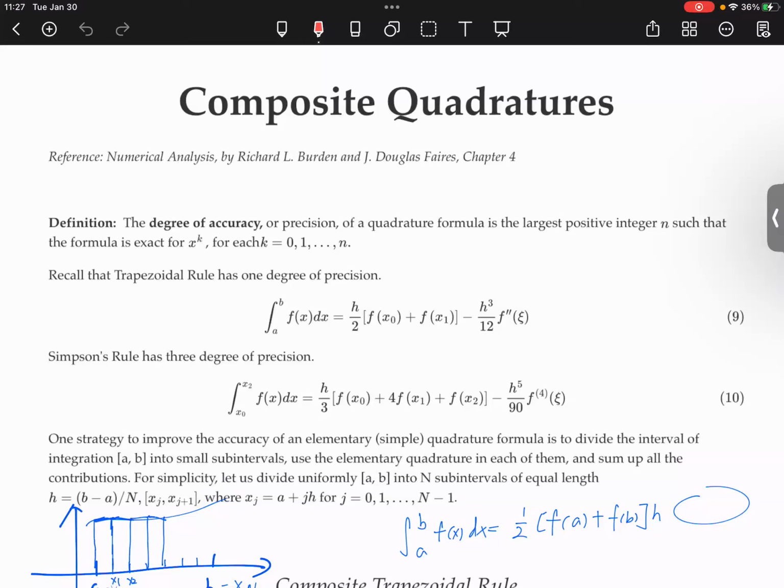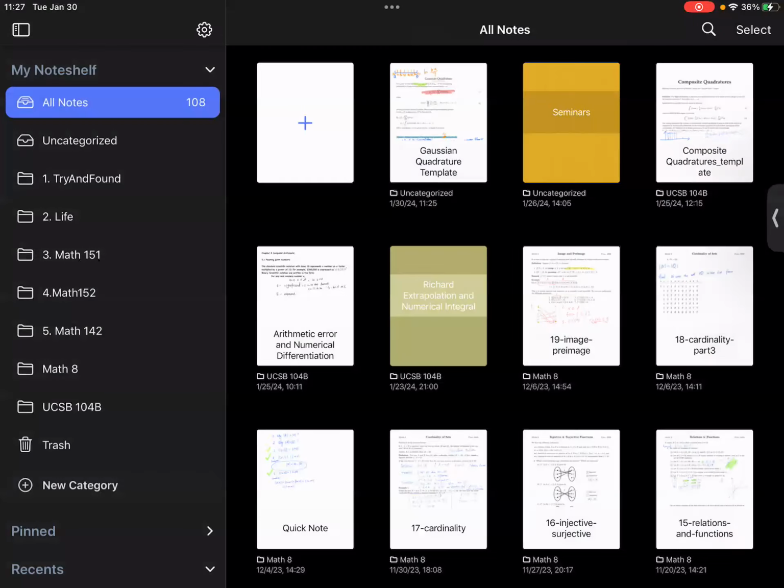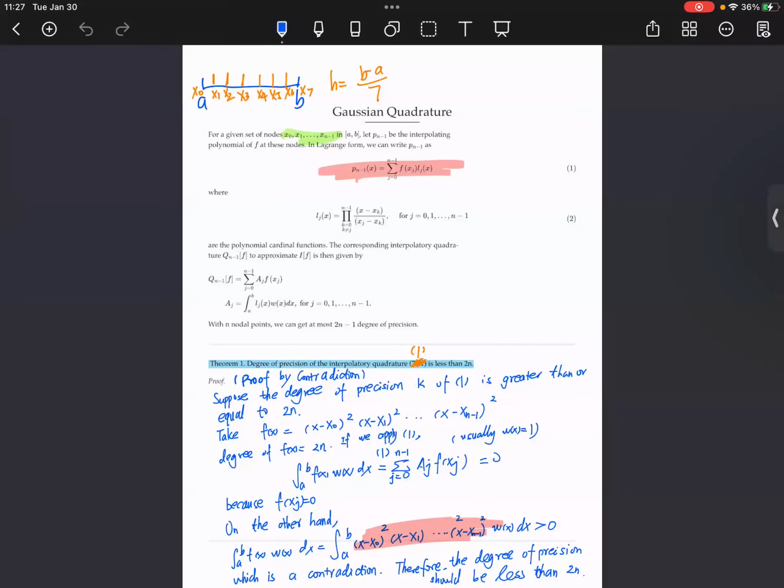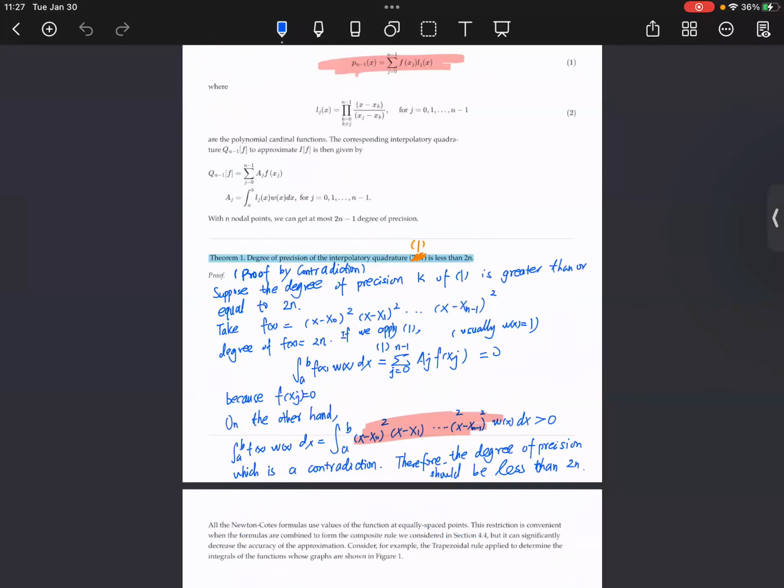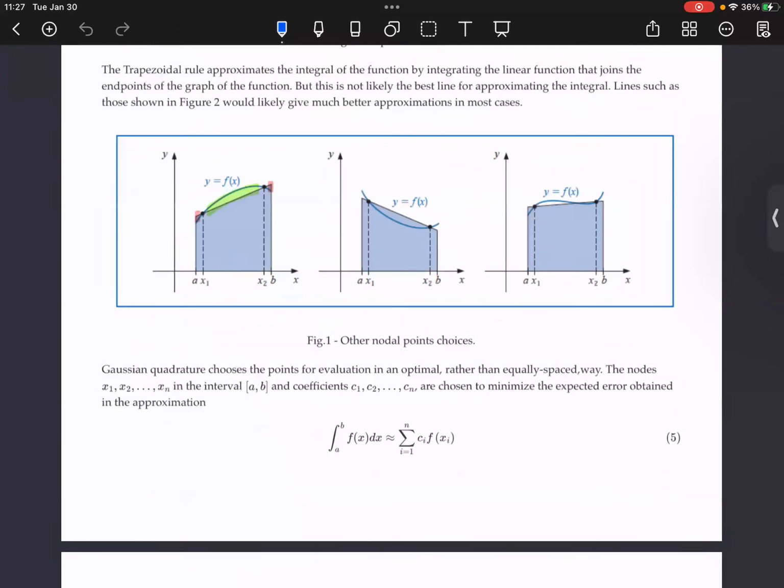And believe it or not, this is because we chose a wrong set of nodal points, and that leads to lower accuracy. So now what we are going to do is come back to here. This is not a satisfactory result, because we want higher degrees of precision. So what can we do here?